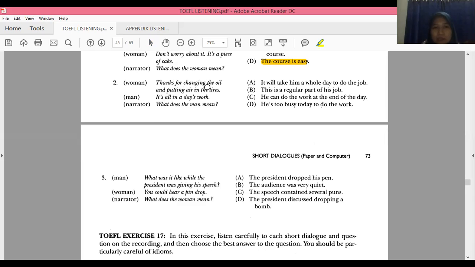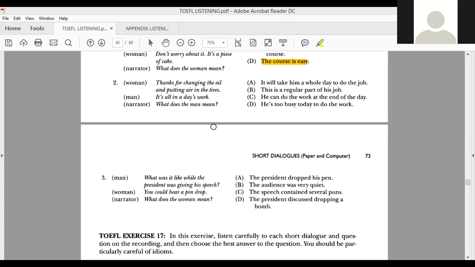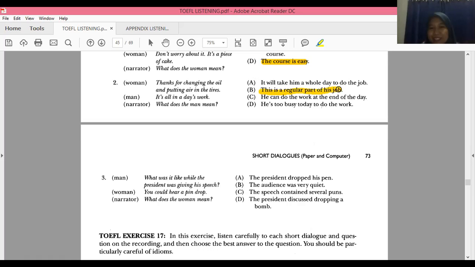Number 2, thanks for changing the oil and putting air in the tires. It's all in a day's work. What does the woman mean? The man mean? It's all in a day's work. A, B, C, D, teman-teman? Bravo. Bravo, this is a regular part of the show. It is, bravo. Oh, it's all in a day's work.